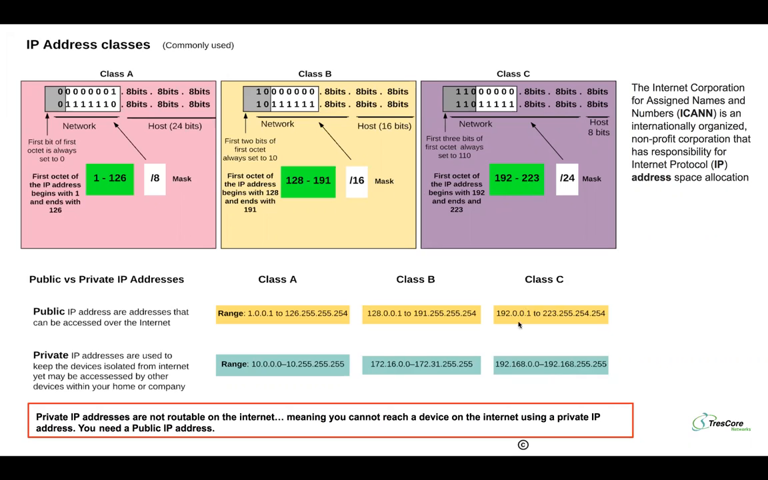And from within these ranges, remember, this may be an important topic for you to understand about the private IP addressing and what chunk of addresses from within the public range has been carved out to be used for private addresses. Okay, and remember that private IP addresses are not routable. So you cannot reach a device on the internet using that private IP address. You need a public IP address.